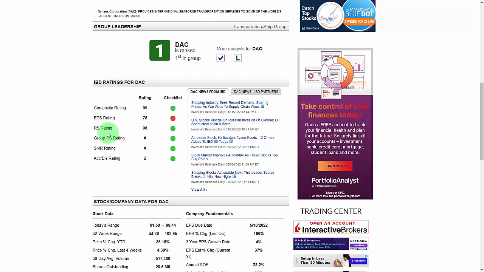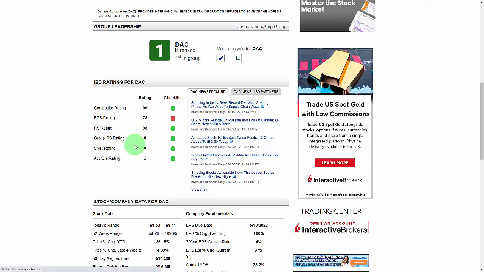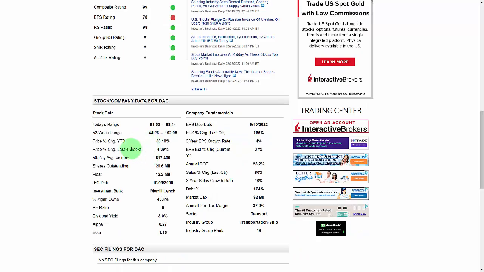Relative strength versus the S&P 500, 98. You can't do much better than that. The group's relative strength, this is very, very important, is an A. This is a group that is under institutional accumulation. Year to date, it is up 35.18%, with the S&P 500 down on the year. It has a PE ratio of 5. You can't get much cheaper than that. Dividend yield of roughly 3.